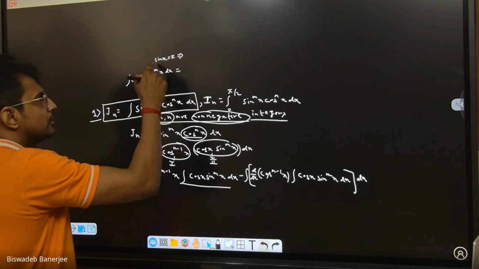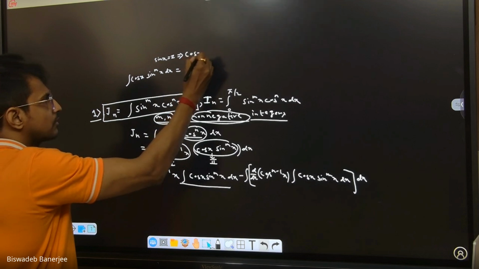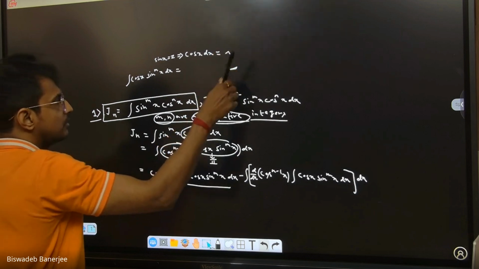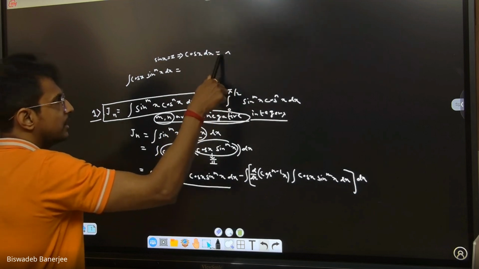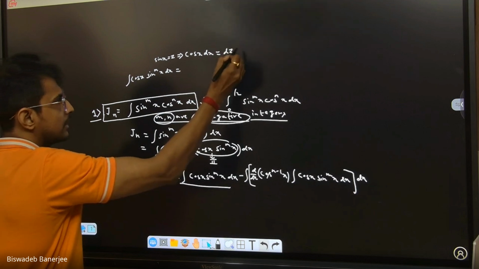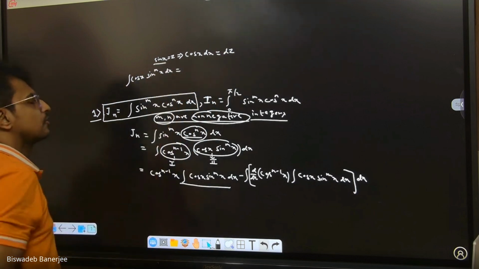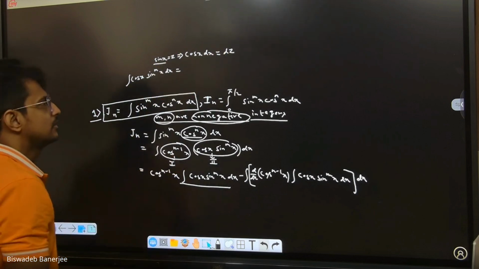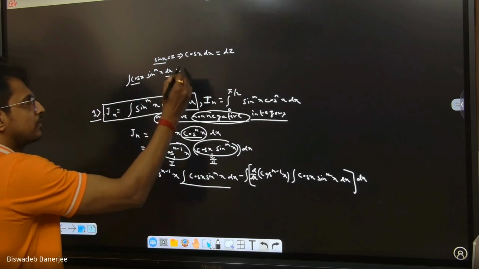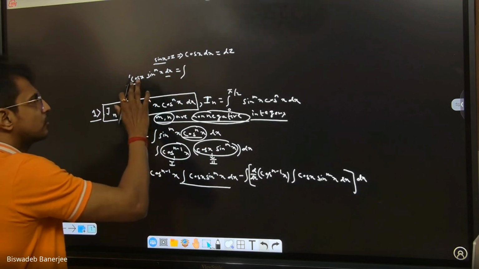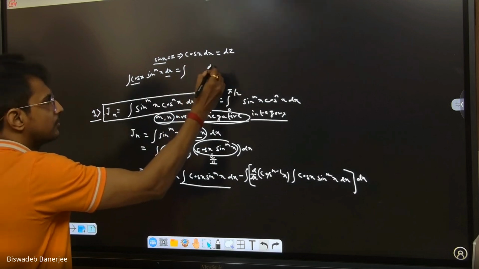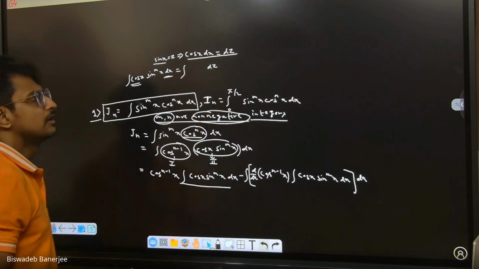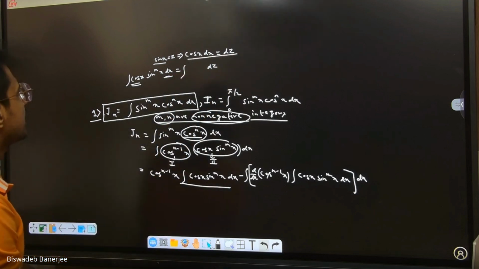Now we know that the derivative of sin x is cos x dx, and the derivative of z is dz. See that. The derivative of sin x is cos x dx, and the derivative of z is dz. So taking cos x dx together, we are getting dz.